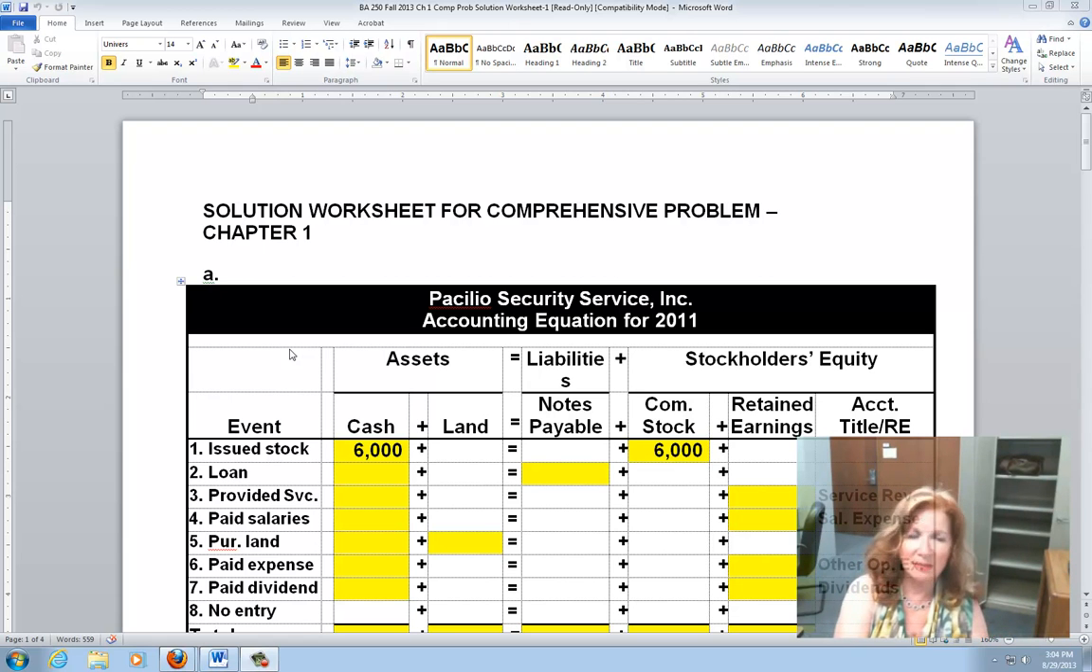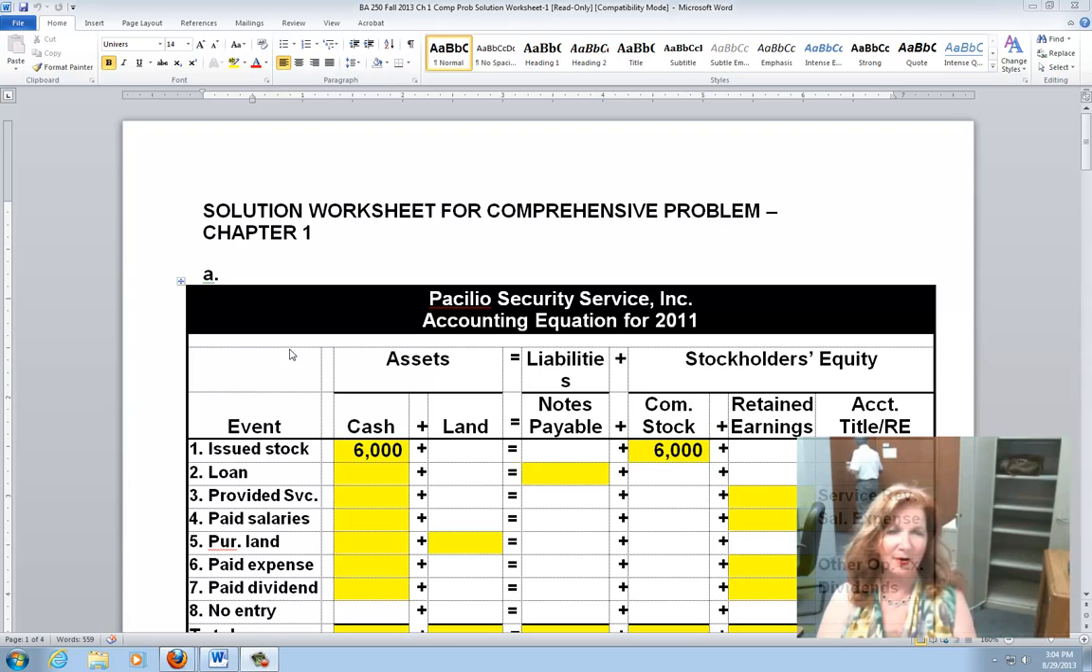Number 1 says, acquired $6,000 from the issuance of common stock. So you have acquired or taken in $6,000. So the first event is issued stock, and that's $6,000, which you put in the cash column, and then it's for common stock, which you put in the common stock column. So you want to make sure that that's in each of those columns.